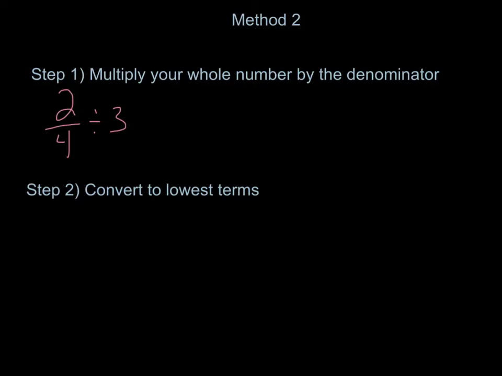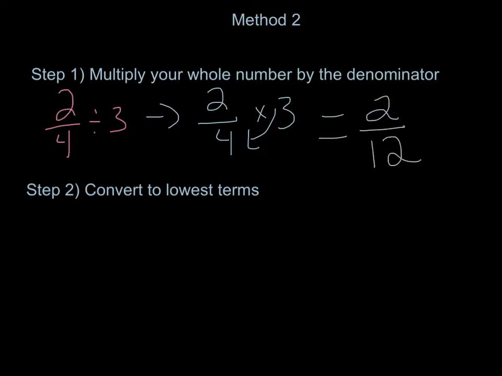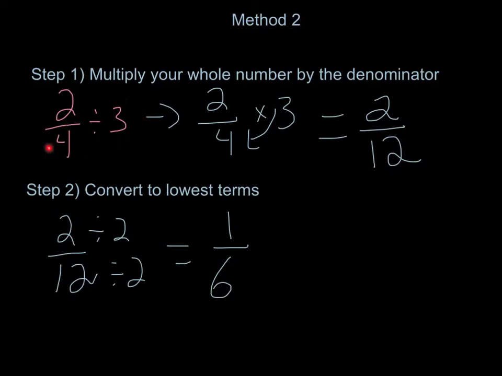So all we're doing is going 2 over 4, and 3 times the 4 leaves us with 2 over 12. Step 2 just says convert to lowest terms. We've got our 2 over 12, and just like before, when we divide each by 2, we get 1 over 6. All done. The important thing about this method is to remember you're just multiplying your whole number by your denominator, so it becomes 2 over 12. Let's try an example using this method.